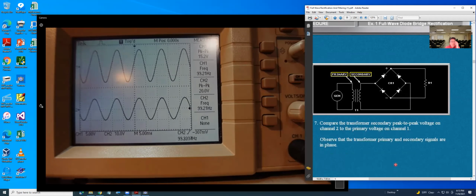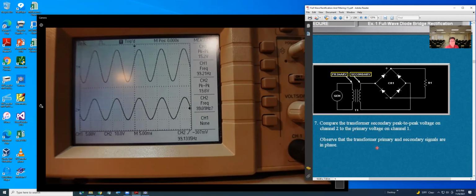Okay, compare the transformer secondary peak-to-peak voltage on channel 2 with the primary voltage on channel 1. So basically they compare between the output of the generator and the output of the secondary.